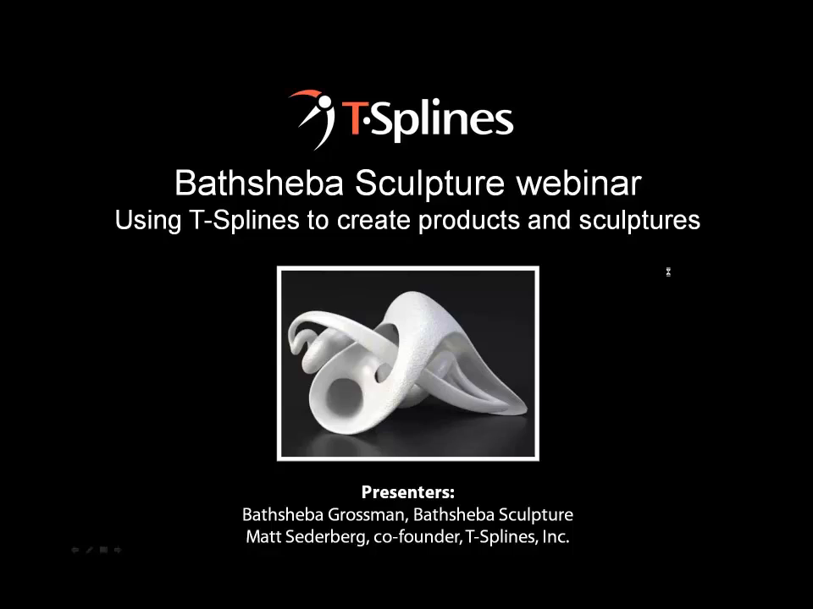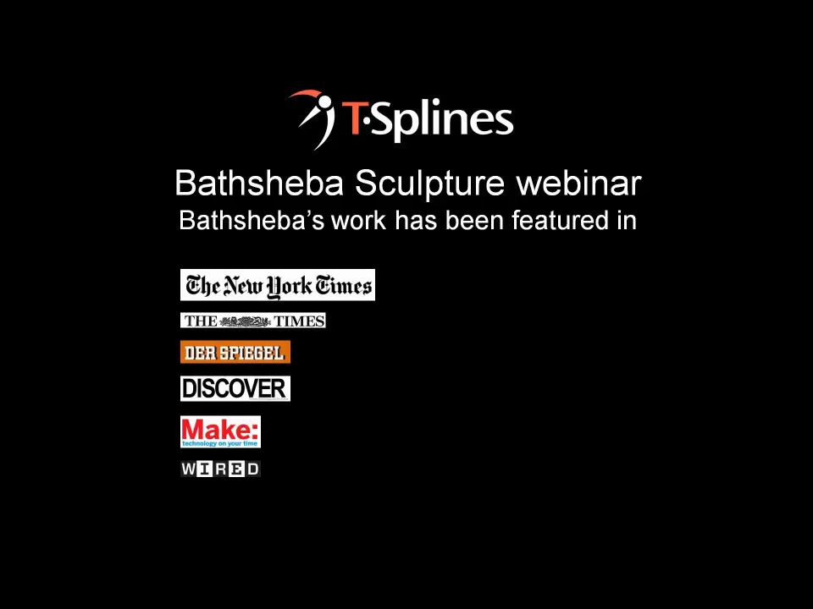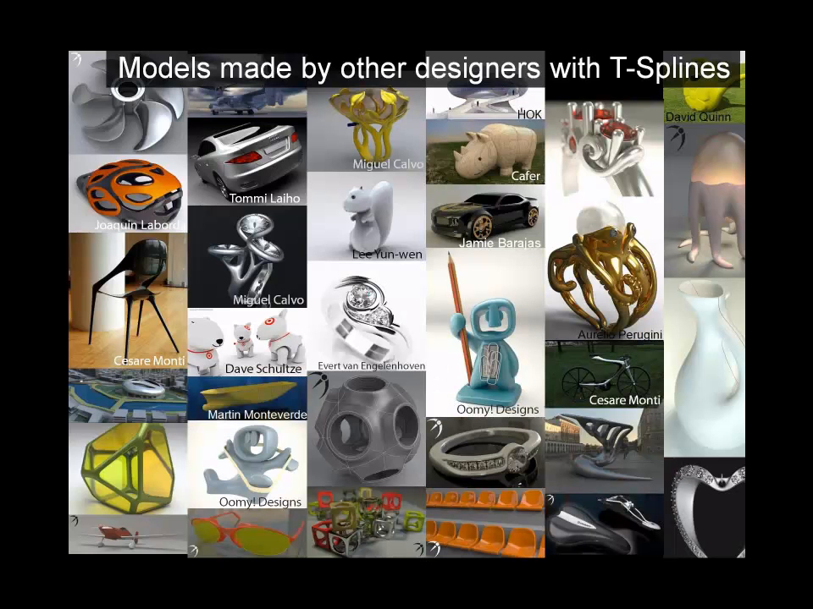Now, to give Bathsheba a more proper introduction, Bathsheba Grossman's designs have appeared in the New York Times, the London Times, Der Spiegel, as well as Discover, Make, and Wired magazines. One of her lamps was in Time Magazine's 100 Most Influential Designs of 2007. A longtime Rhino user, Bathsheba added T-Splines to her toolset in 2009 to more easily create freeform designs. In so doing, she joined a growing number of designers from around the world who use T-Splines to create smooth organic designs, edit them quickly, and export them for manufacturing. T-Splines today is used mainly in five industries: jewelry, consumer products, vehicles and marine, toys, and architectural forms.